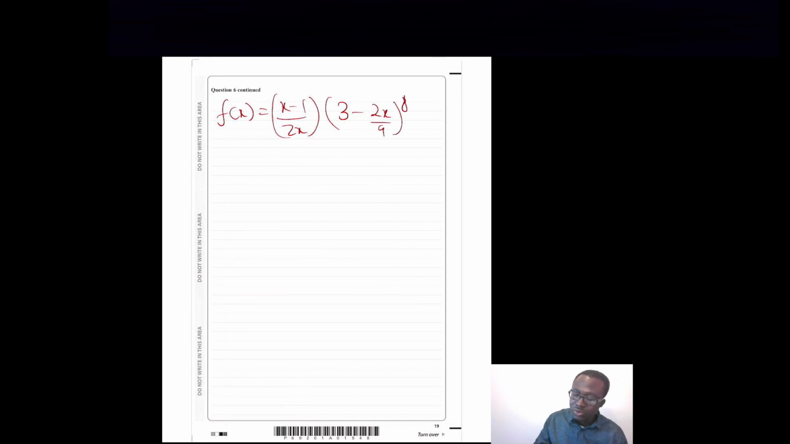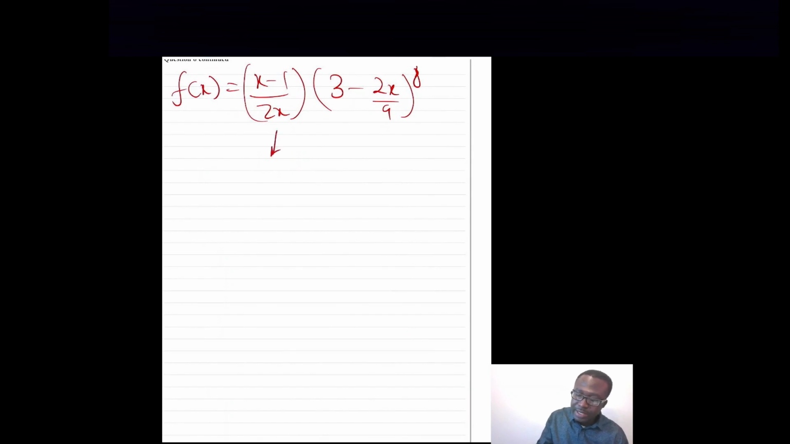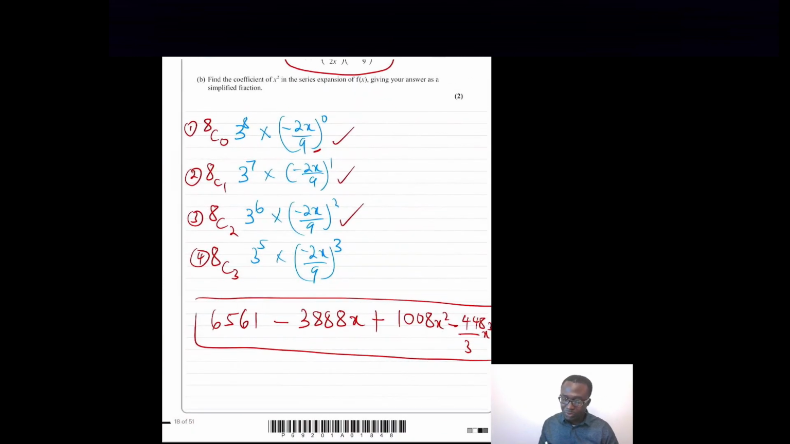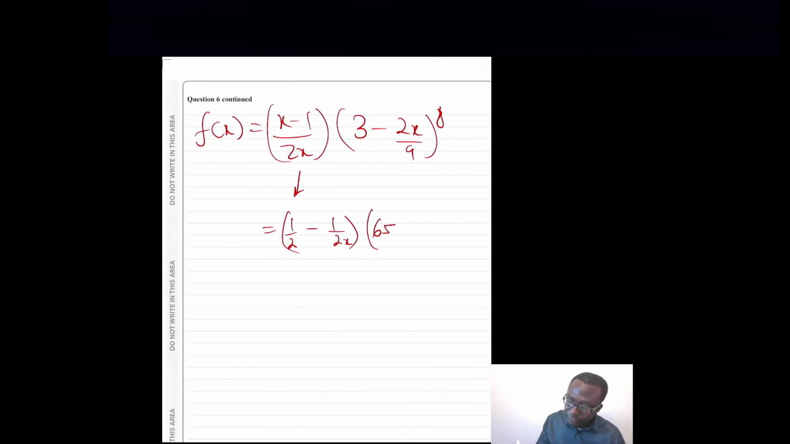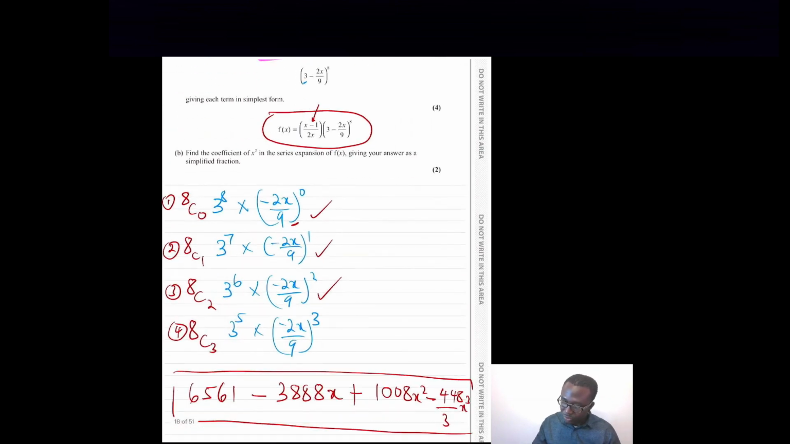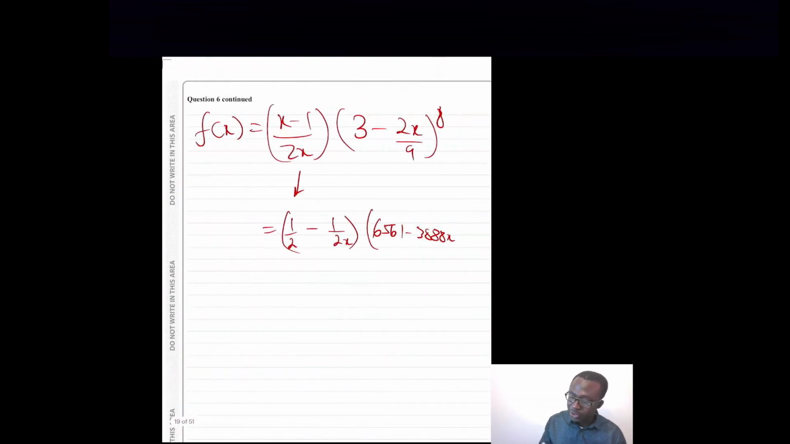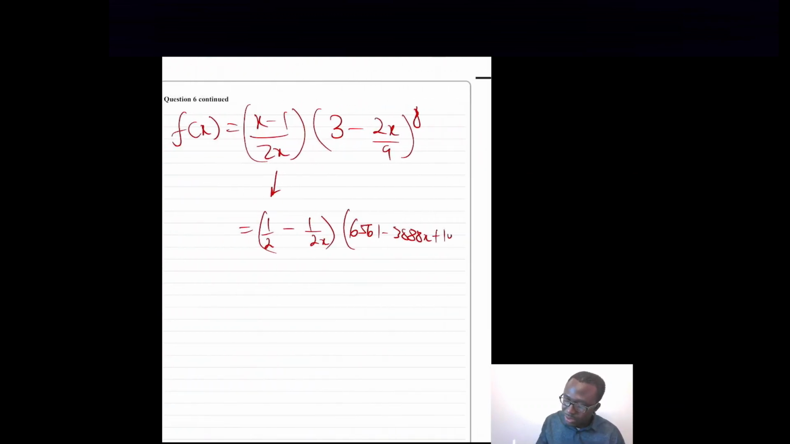Okay, so we can see here that this bracket is the same as having 1/2 minus 1 over 2x when we divide both of them by 2x, and this is going to be multiplied by the answer we got. So we got 6561 minus 3888x, so I'm going to write them down. 6561 minus 3888x, and then we've got plus 1008x squared.